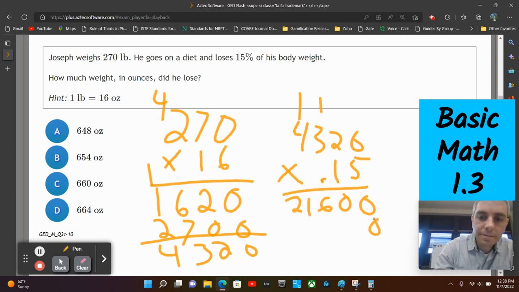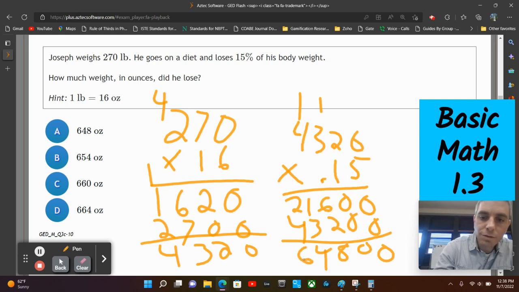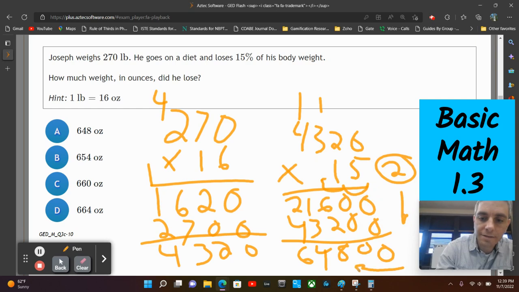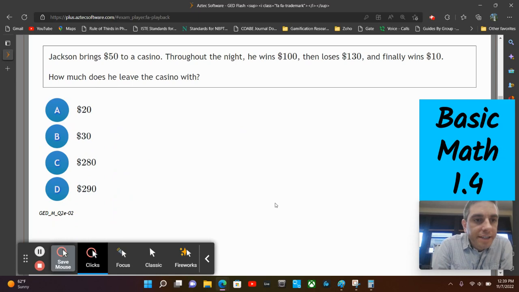Carry a 0. Add these together. Move the decimal place 2 places to the right there. And then we need to reflect that by moving it 2 places to the left. Whoops. 2 places to the left down here. So 648.